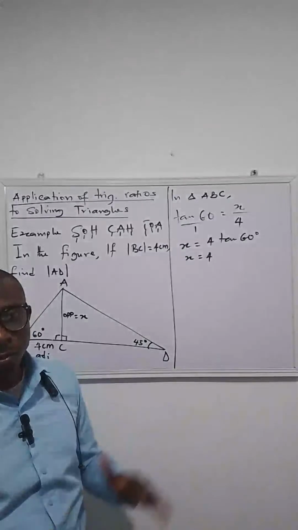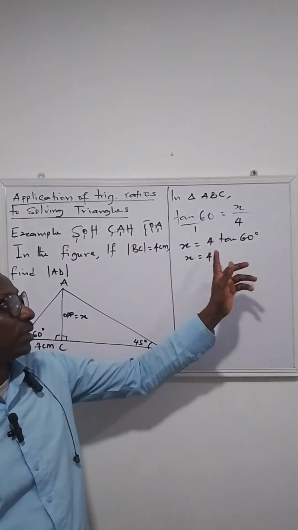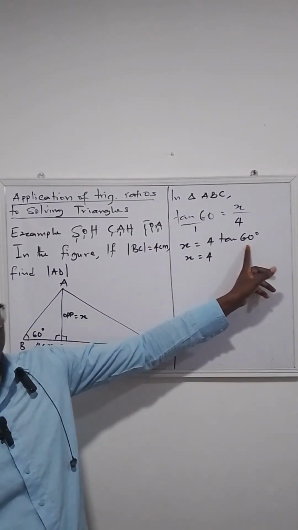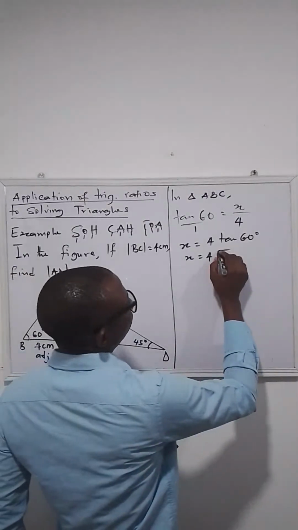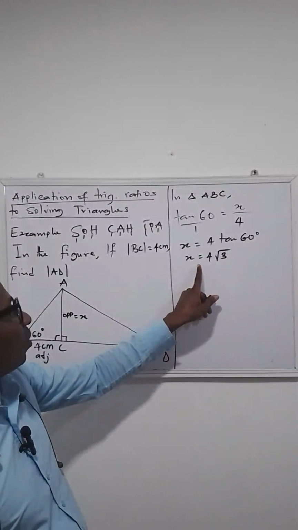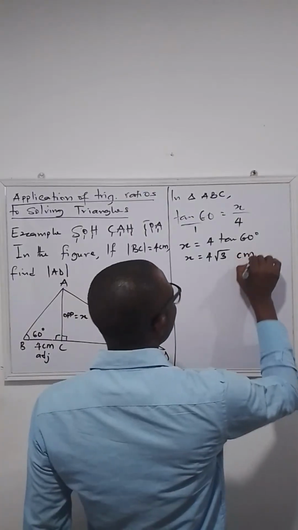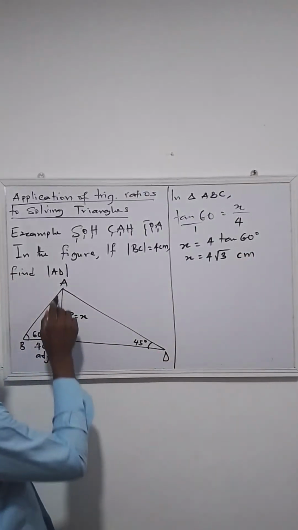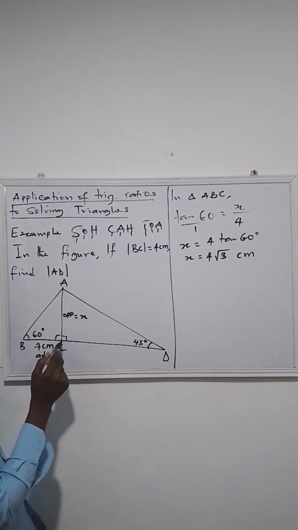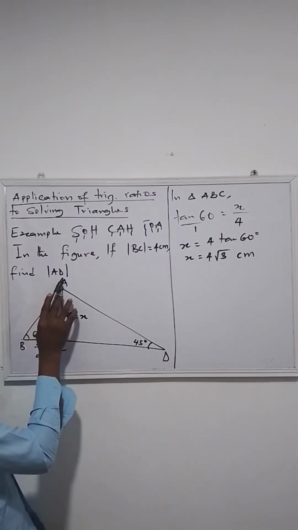So you go through it and see how we come about that. So tan 60 is square root of 3. All right, so square root of 3. I have square root of 3 here. So that means x is 4 square root of 3 centimeters. That is the opposite to triangle ABC. Now, what the question requires from us is to get length AD.